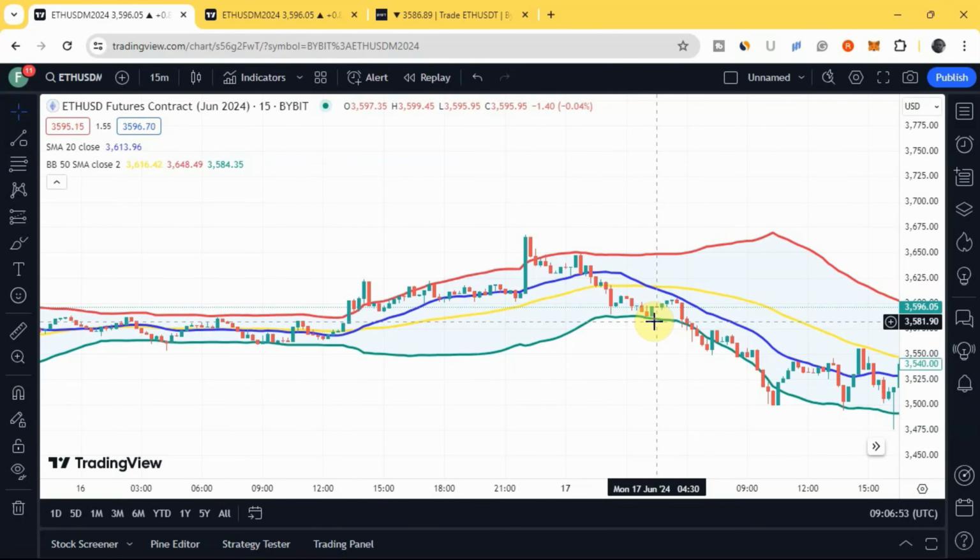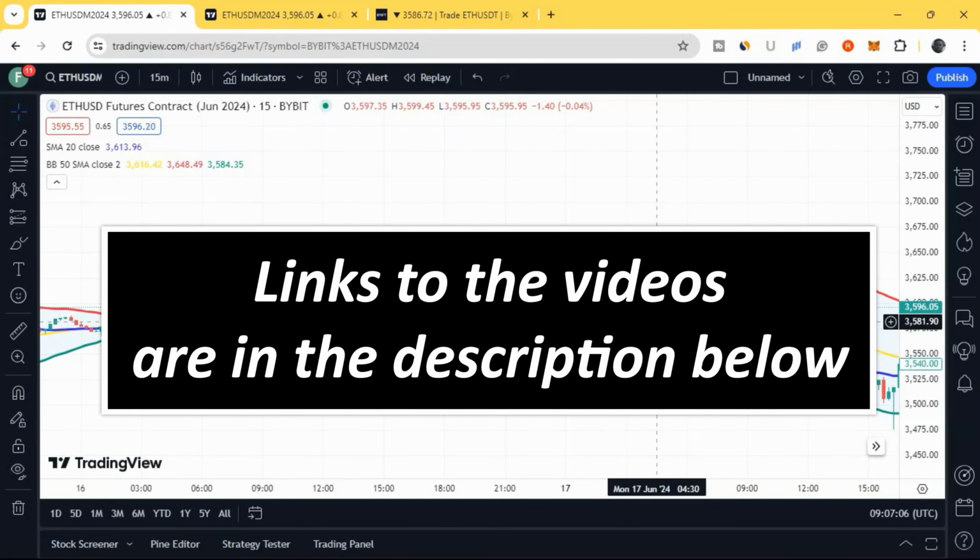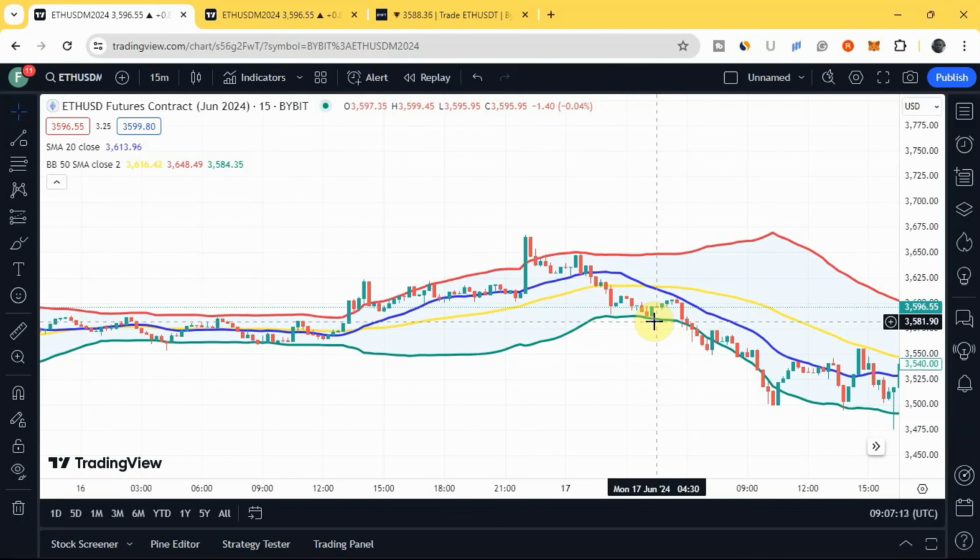Now that we understand the entry signals, maybe you want to practice this without using your money. You want to use demo trading. I have a video on how to do demo trading on Bybit and even Binance. So if you want to try it on any of that, I'll put the links to the videos for demo trading in the description below. So you can watch the videos and practice with demo trading. And maybe when you know you are good, you can now use your money.